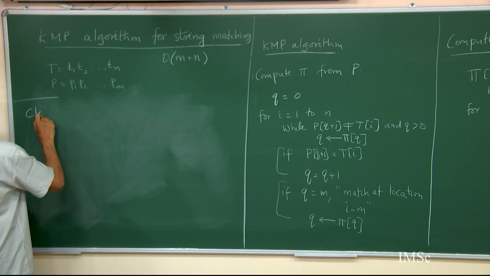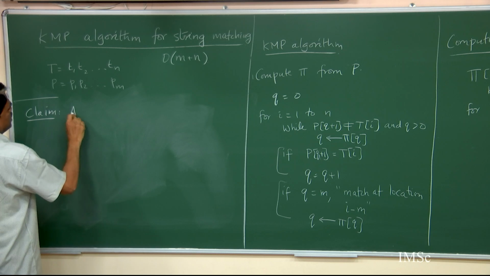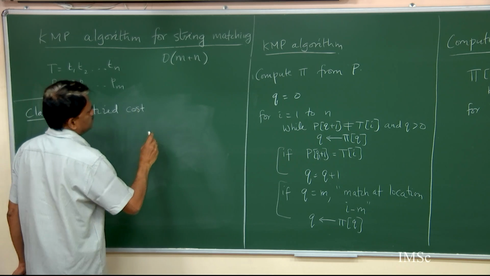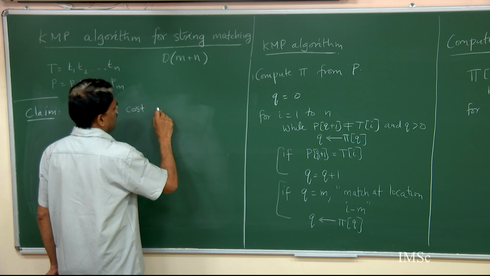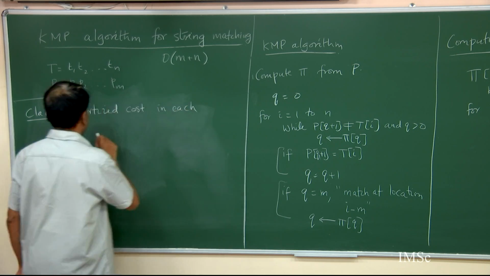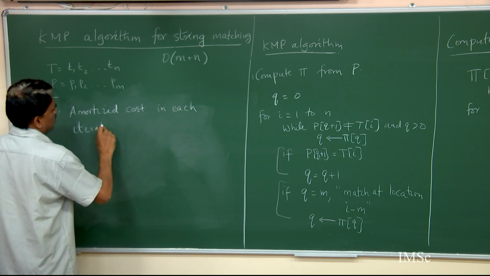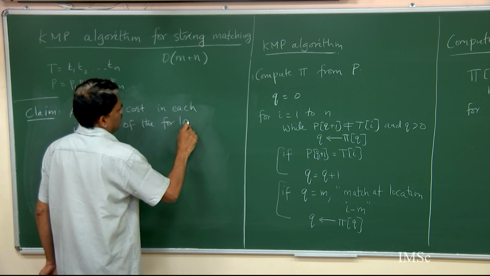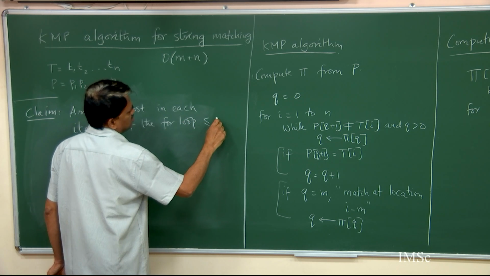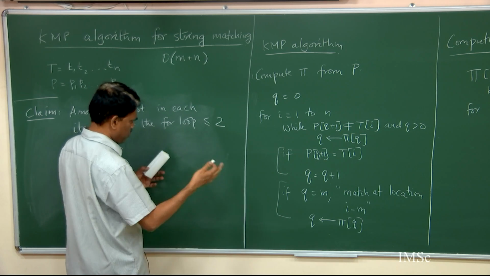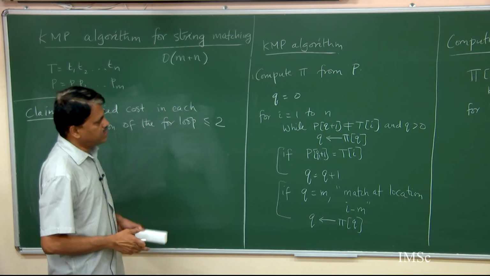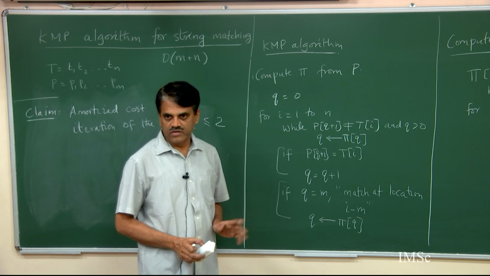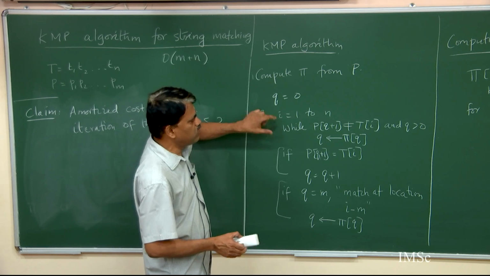So, claim: the amortized cost in each iteration of the for loop is at most 2, actually, I mean more like it is constant. And if I show that, then I know that at the end of these n loops, the overall running time is order n.